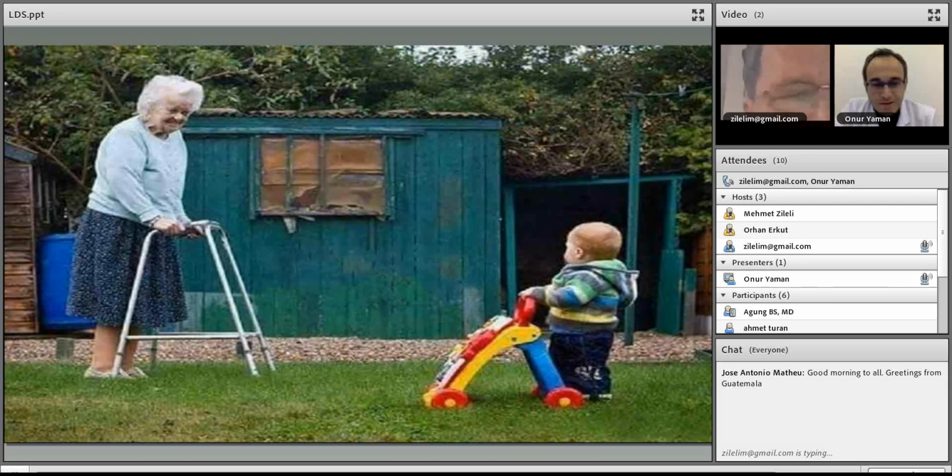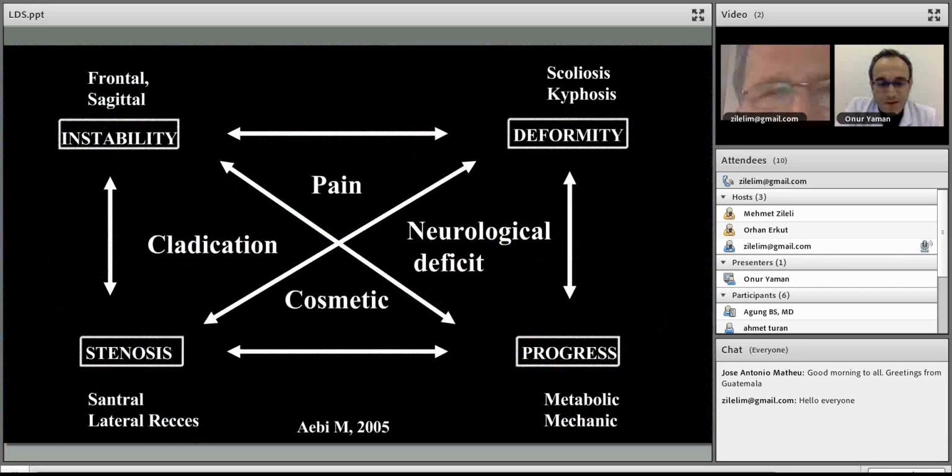In every presentation that I'm talking about degenerative scoliosis, I'm inserting this first slide. I think this slide summarizes life. The spine is aging. This is a slide from the paper of Max Ivy. The degenerative deformity is a complex structure and it affects like a domino effect. The instability causes deformity, the deformity progresses, it causes stenosis, and it causes lots of symptoms.